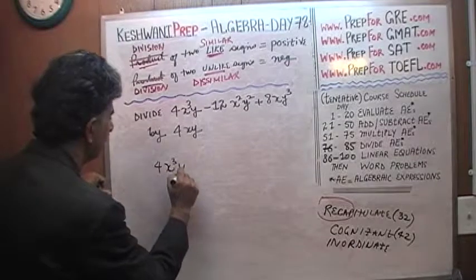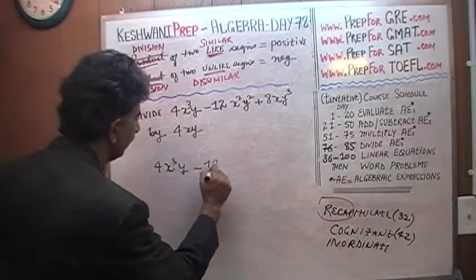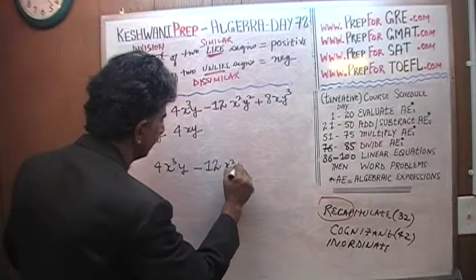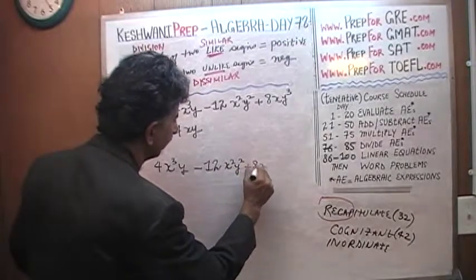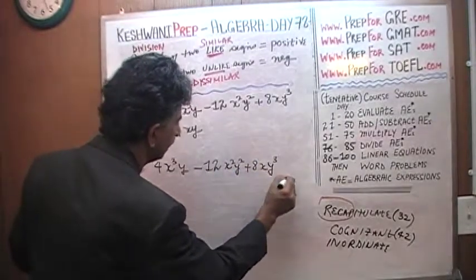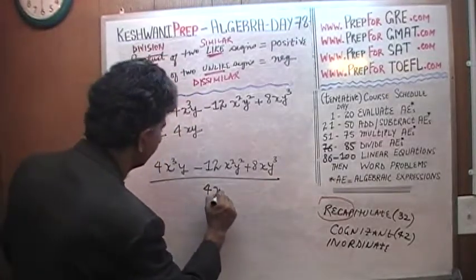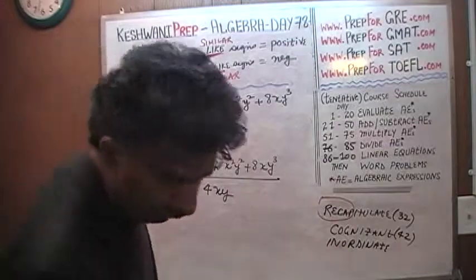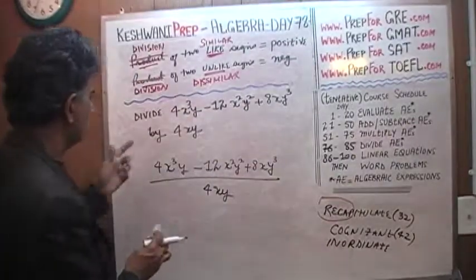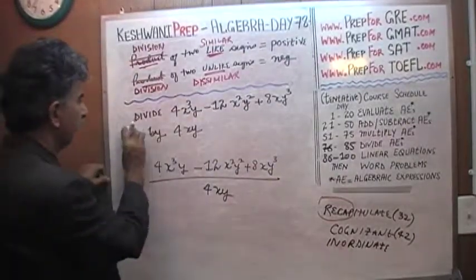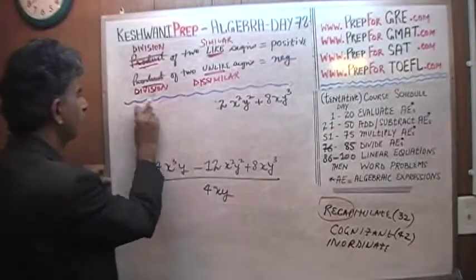4x cubed y minus 12x squared y squared plus 8xy cubed, and we are asked to divide it by 4xy. Okay, now listen, pay attention. Watch, I'm going to do it on the top here because I need the room, so I need to raise it here. Watch what happens.